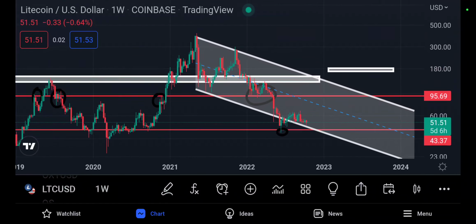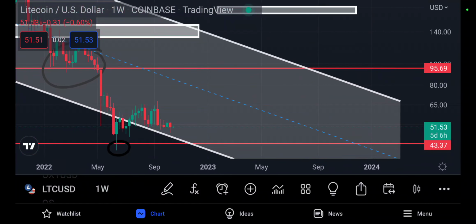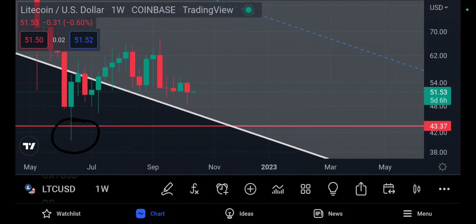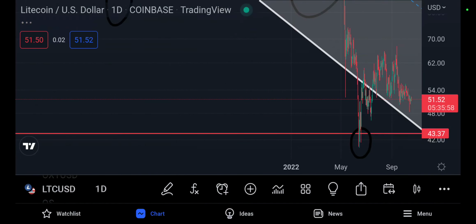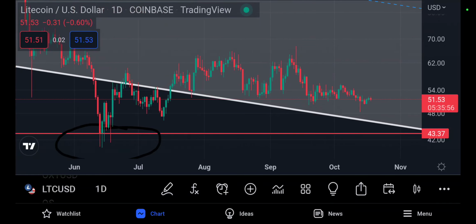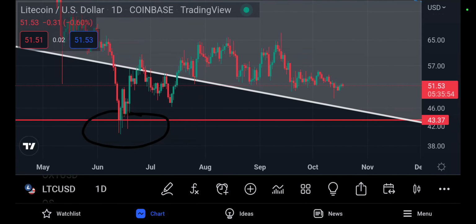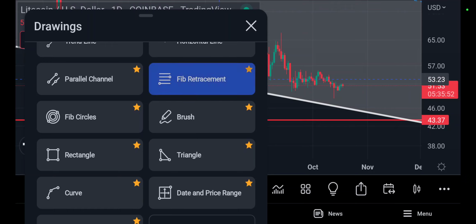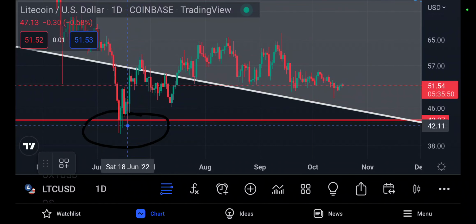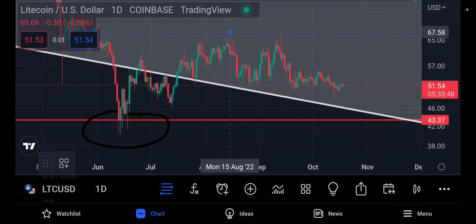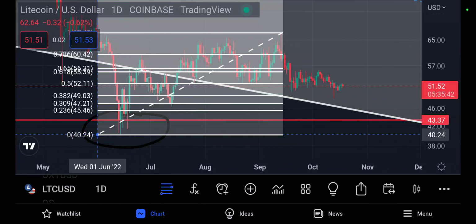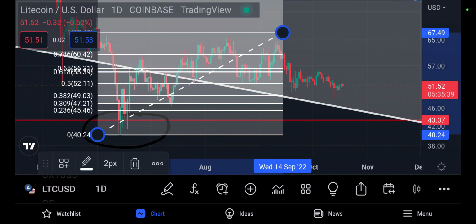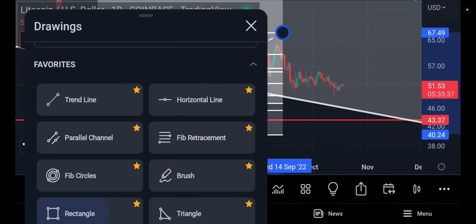So what I could even do with this is let's go down to the 1-day chart. I could even take a Fibonacci from this point. Let's do top to bottom, from the highest point that we have up here, all the way to the bottom. And let's just mark the 0.618 fib.